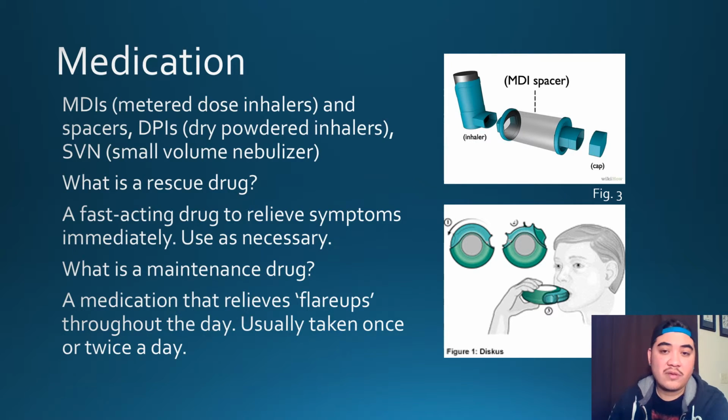preventer. The albuterol actually goes in and relaxes the smooth muscle tissue in your lungs and relieves the symptoms of chest tightness and wheezing. I just wanted to put a little emphasis on that.